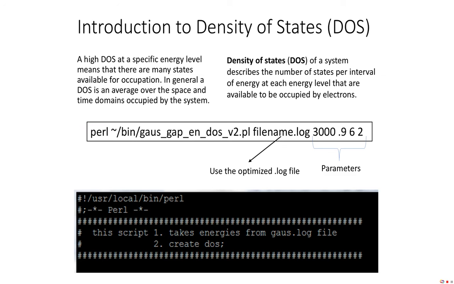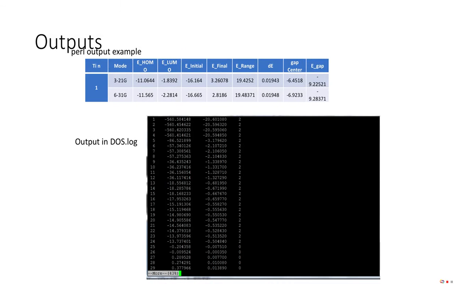Next slide. So in the next slides, you will see the outputs. When we are done with the job, you will get this output. This is an example. You will see the HOMO-LUMO energies and the energy gap. You can see it from here. And the image below is the output in the dox.log file.